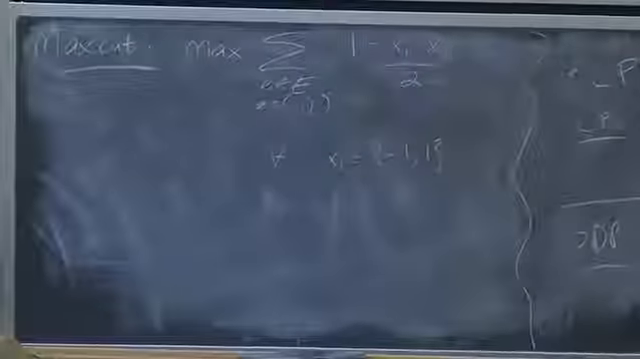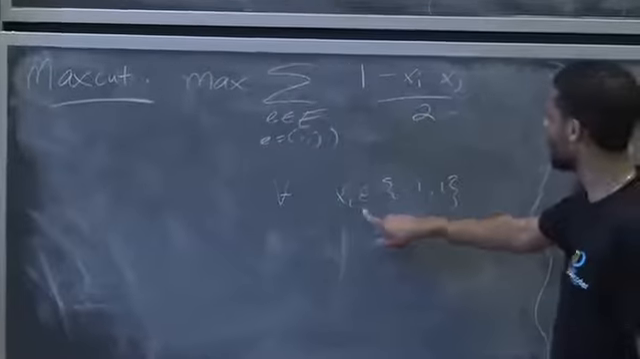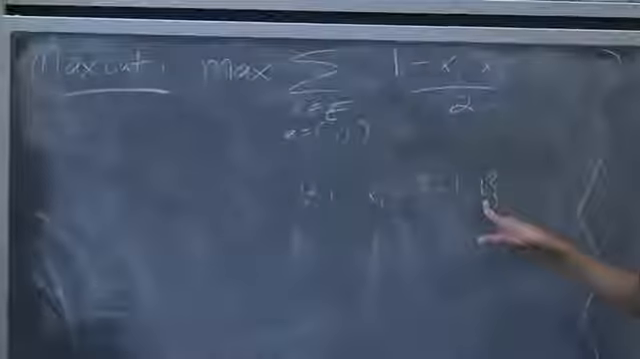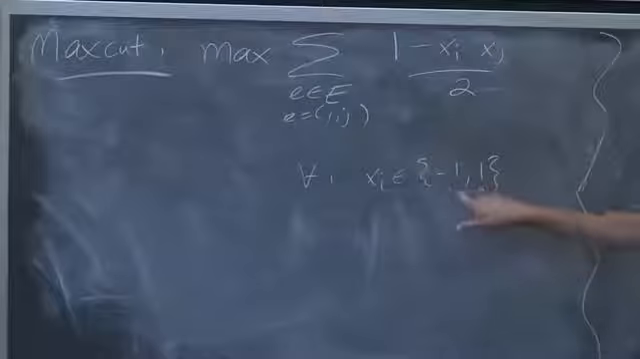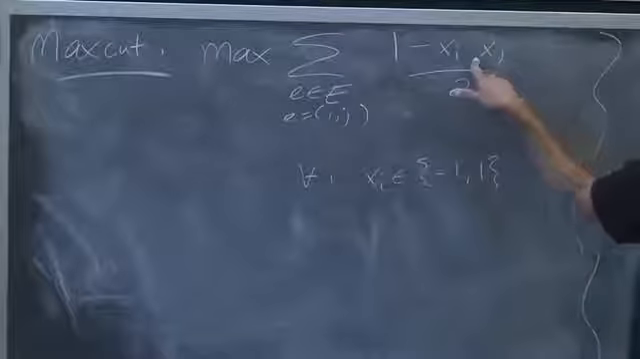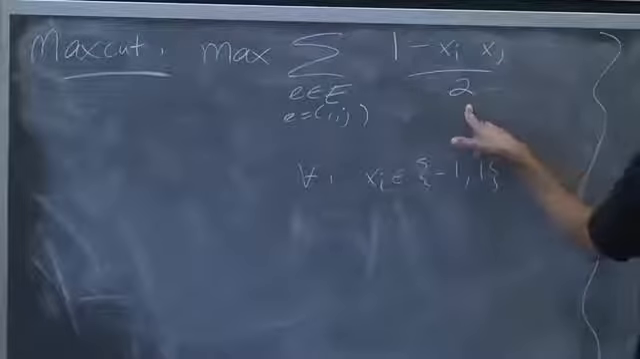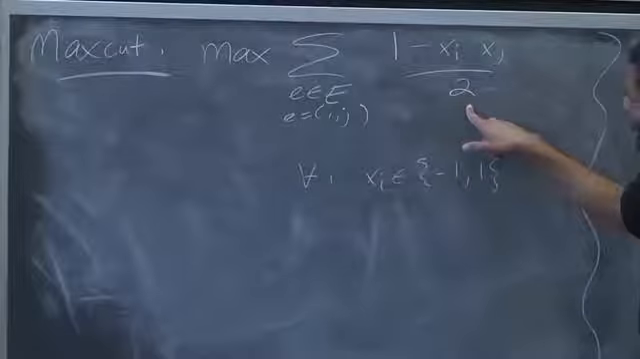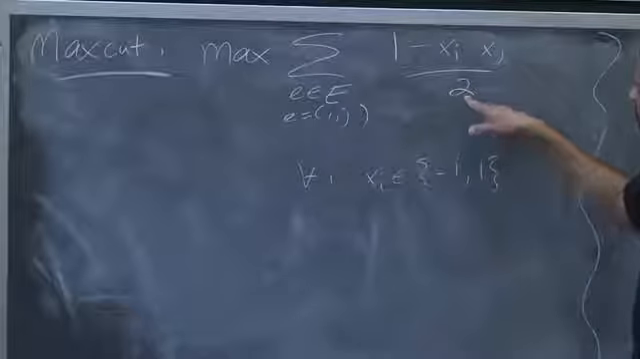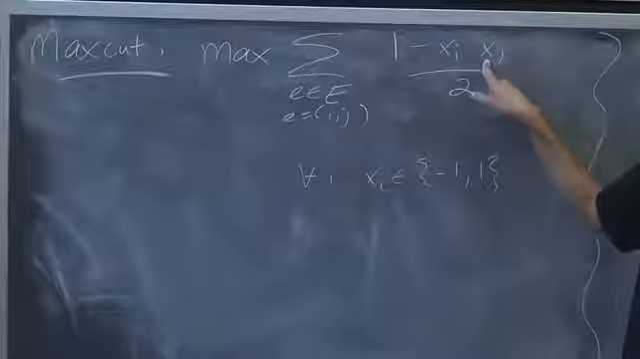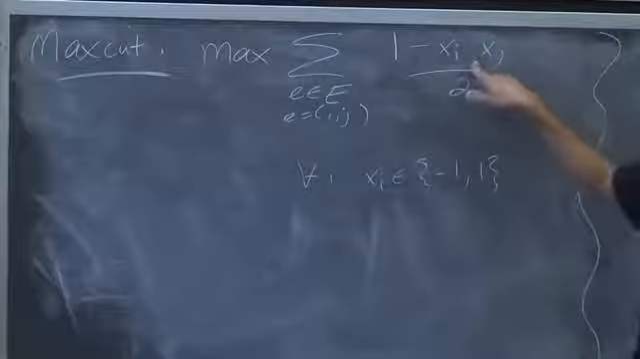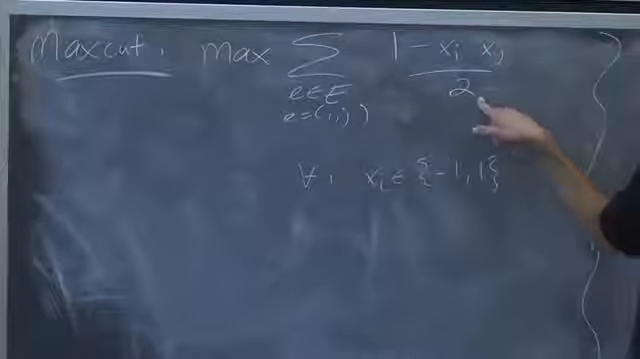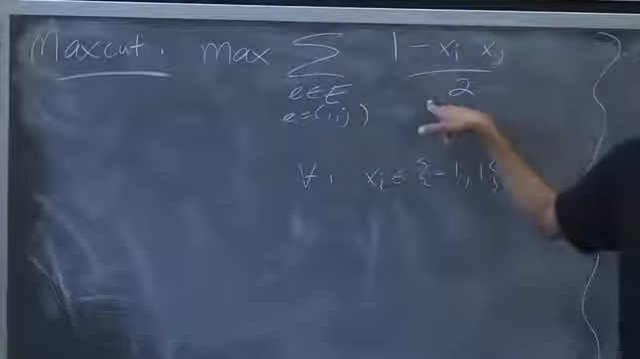Okay. So the point is, xi tells you whether, on the left side or the right side of the cut, vertex i is. Now, if they're both on the same side, the product will be 1. 1 minus 1 is 0. If they're on opposite sides of the cut, then you'll have 1 times minus 1, which is minus 1. 1 minus minus 1 is 2. 2 over 2 is 1. So this counts basically how many edges are crossing the cut.